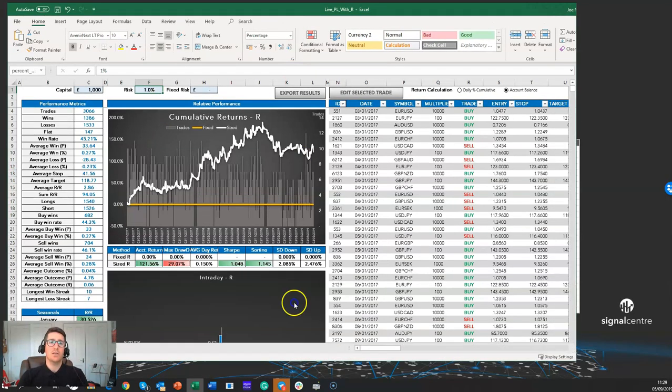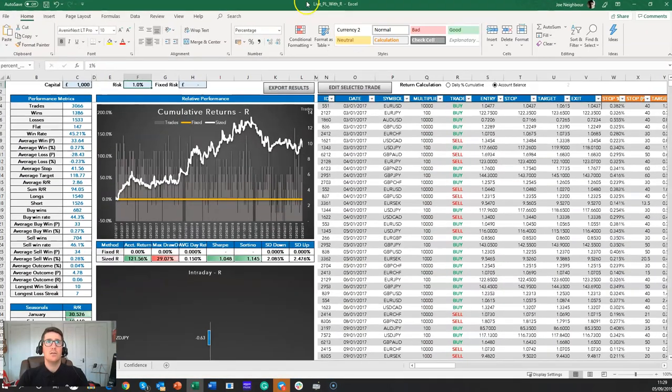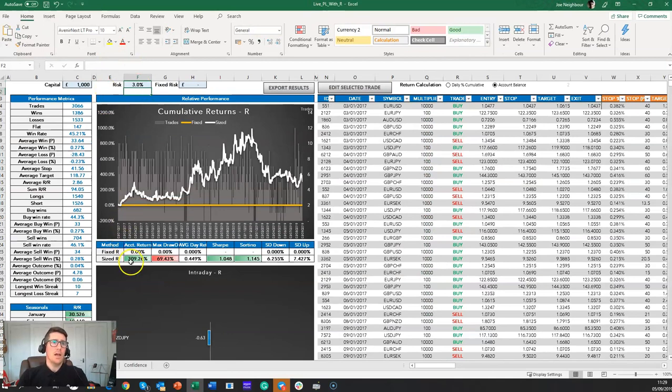Just referring back to the poll that we did in our Telegram group, 34% of the people that we polled suggested that they risk between 2 to 5% of their account on each trade. So if we change this to 3%, the gains are bigger, but the drawdown is bigger as well. How can you deal with emotionally losing potentially 70% of your account by trading a higher percentage of your capital on a per trade basis?